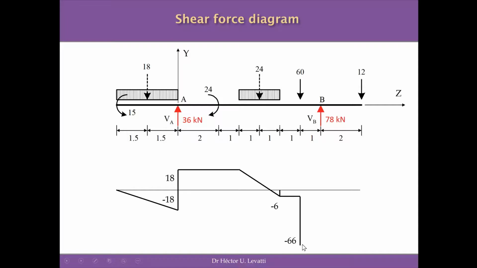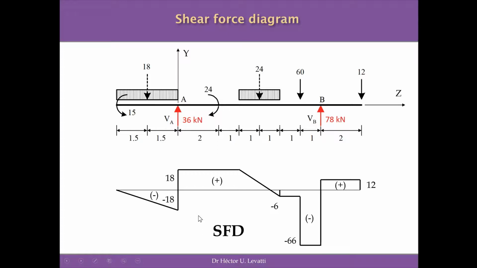at this cross-section. After that, the distribution from 60 kilonewton to B will be constant again, because we are between forces, and from that point we need to add the reaction 78 kilonewtons, and this is what we are going to do now. So 78 positive minus 66 is equal to 12. And 12 is the last force we have in this structure that will close the diagram and will end this sketching of the shear force diagram, basically.